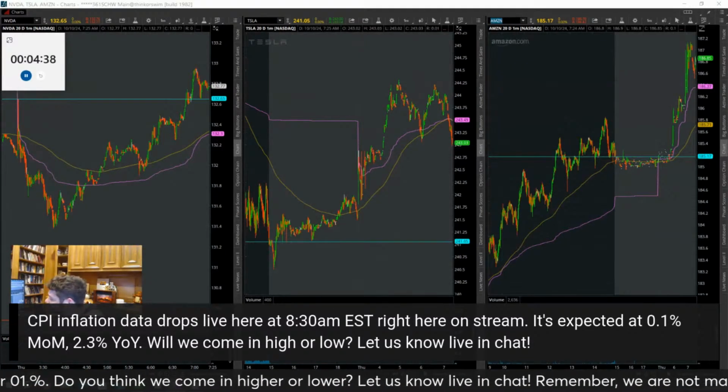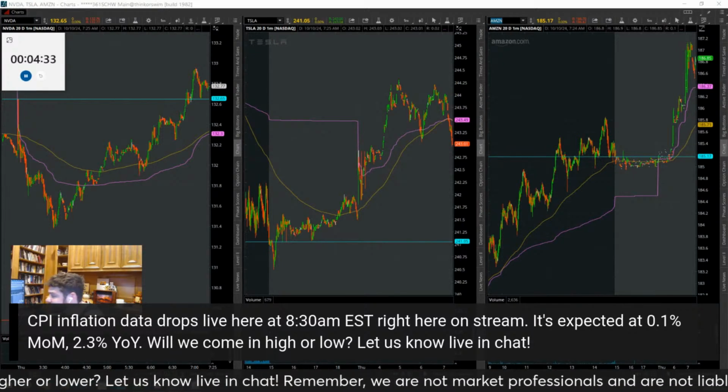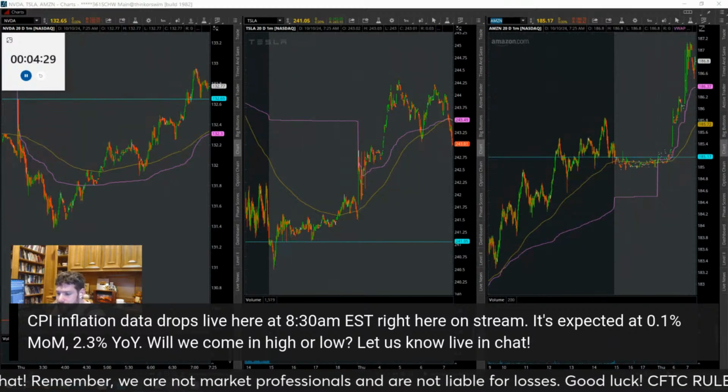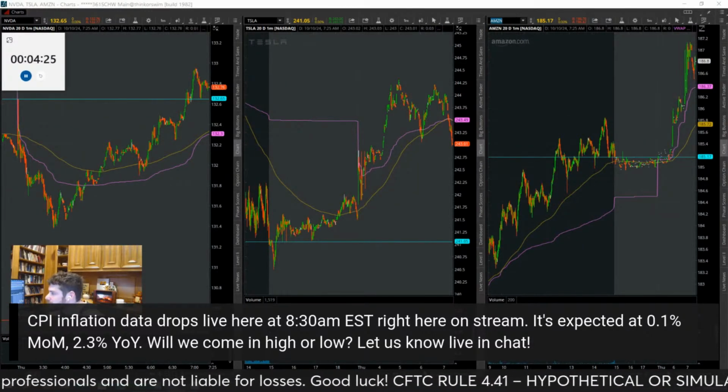Tomorrow we have PPI inflation data. Tonight we have the Tesla Cybertruck event. Or not, I keep saying Cybertruck. The Tesla Robotaxi event is tonight at 9 o'clock, guys. That's a massive report. Leading into this, guys, hit the live button next to the play button. Make sure you're fully caught up on stream.